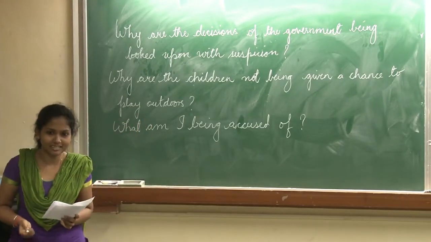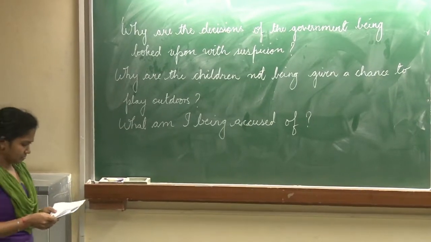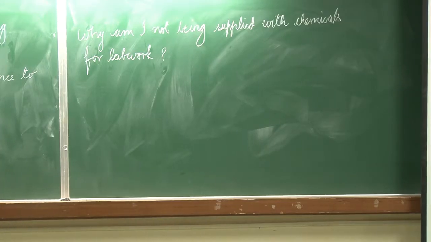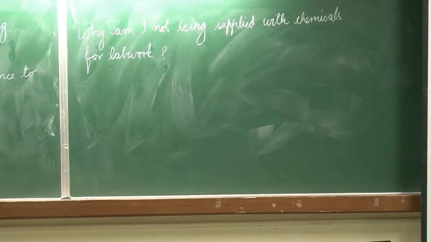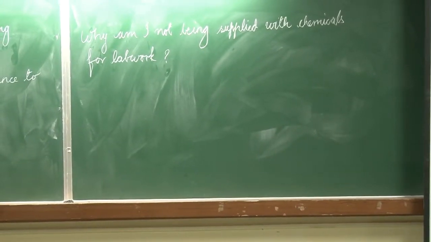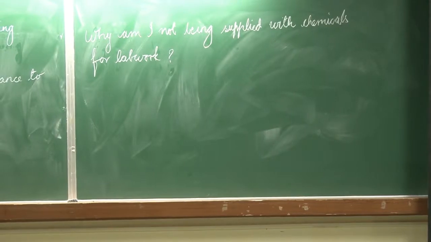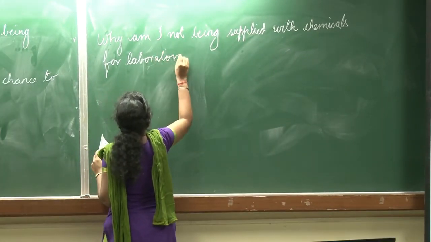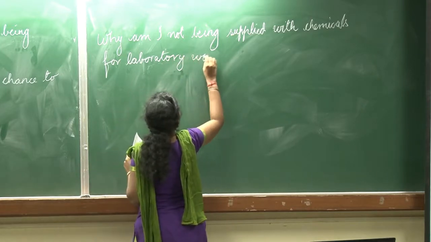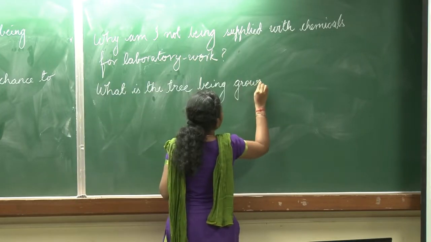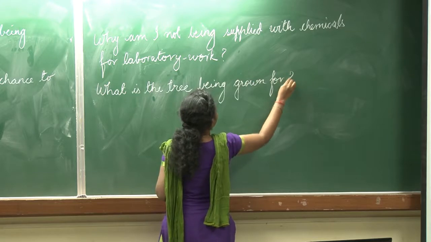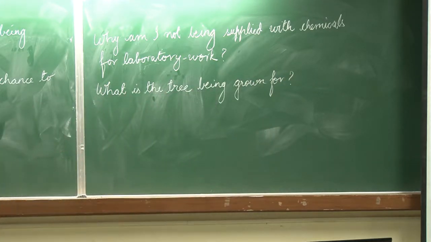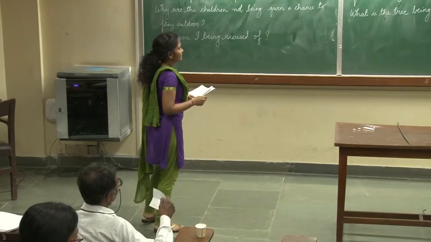What am I being accused of? First class sentence. Why am I not being supplied with chemicals for lab work? Don't you put a hyphen between lab and work? Why am I not being supplied with chemicals for laboratory work? What is the tree being grown for? The sixth one, which you don't have.